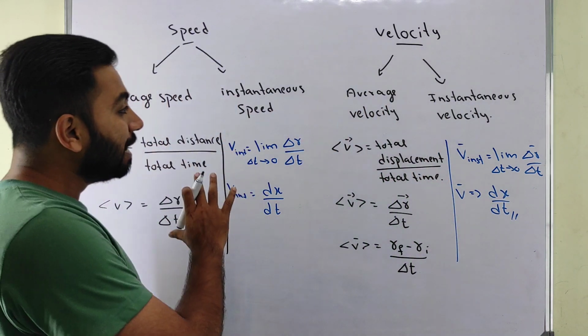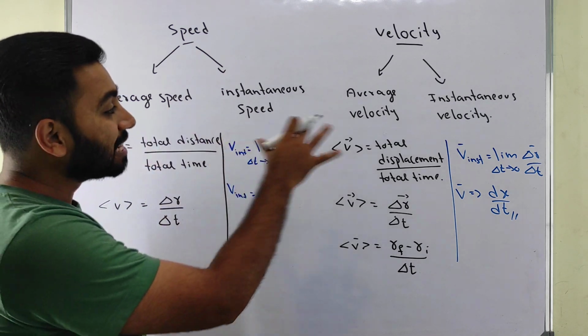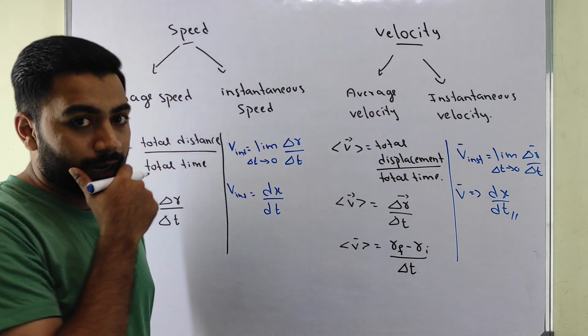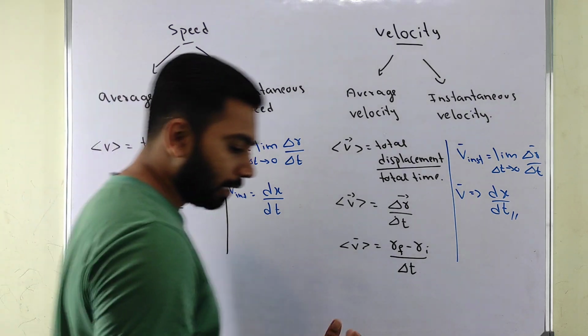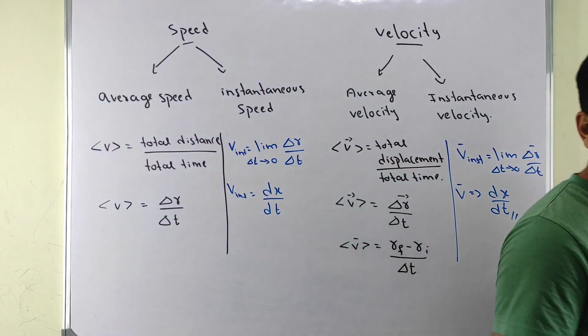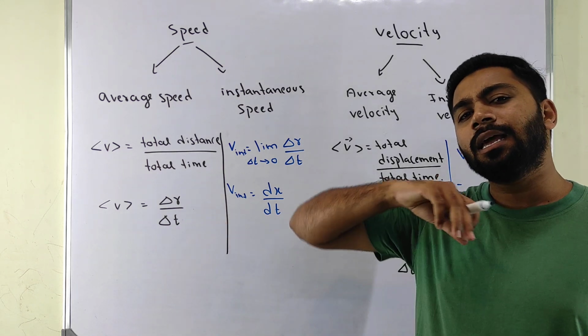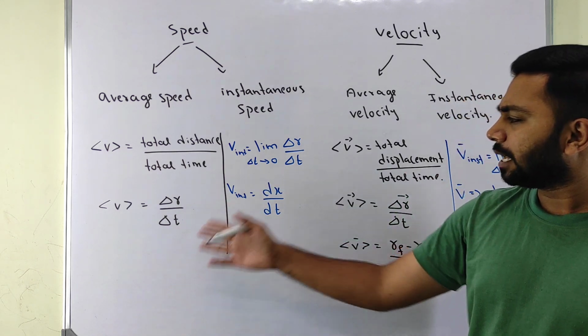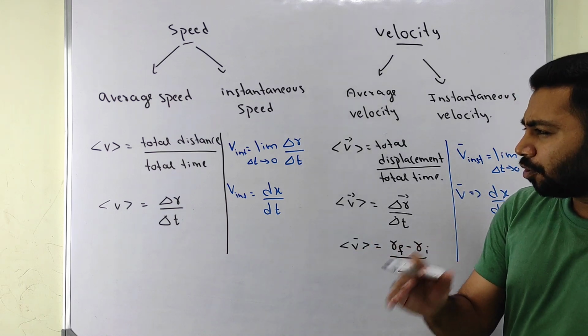So it is about speed and velocity. Speed, average speed, instantaneous speed. Velocity, average velocity, instantaneous velocity. Now, this velocity is the overall distance divided by overall time, and overall displacement divided by overall time. Now, when you take time interval nearly equal to 0, that shows the instantaneous. I hope you got this one.